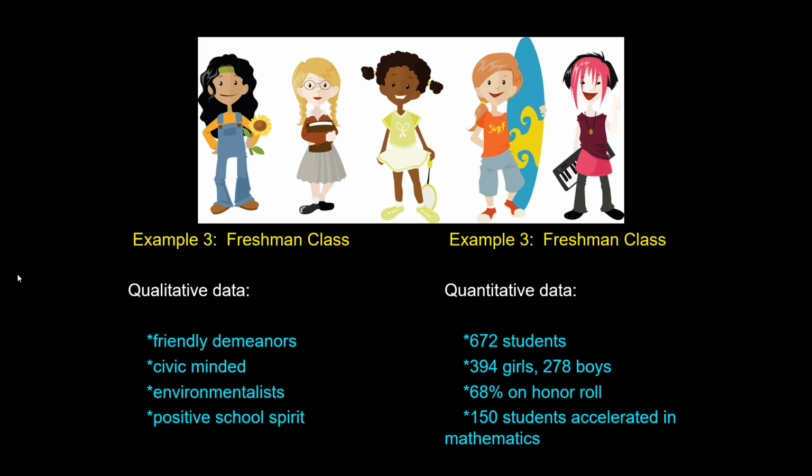So again, we can look qualitative. We can look at how they appear. They're all smiling, so we can assume that maybe they're all friendly. I don't know how we could get if they're civic minded just from this picture, but possibly. Environment. Okay, I see what they're doing. So you got the girl with the sunflower, so she's probably an environmentalist. You maybe have the one that has the tennis stuff, school spirit.